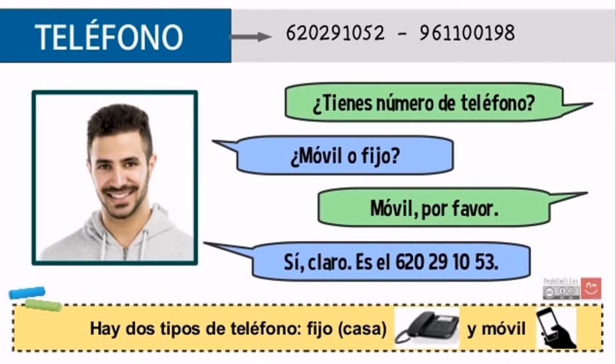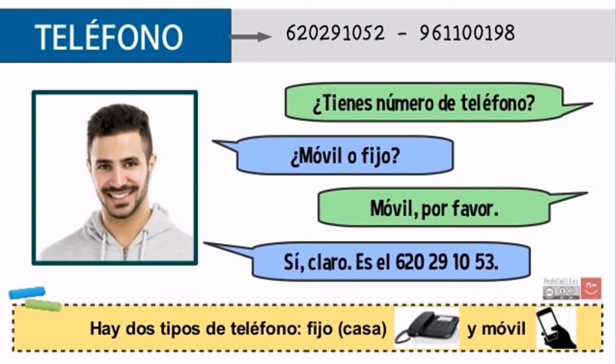Now, if you want to ask him about his phone number, el teléfono, how do we ask this question? We say, ¿Tienes número de teléfono? We're asking him if he has a phone number. And he asked us a question back. He said, ¿Móvil o fijo? He's asking us if we're talking about a landline phone number or a cell phone number.